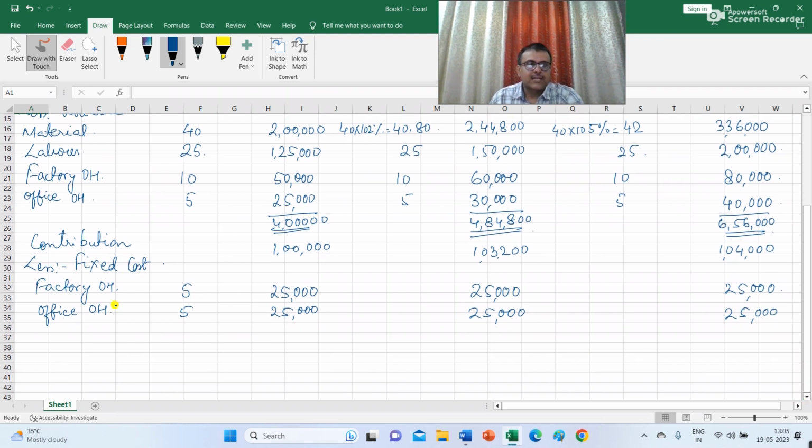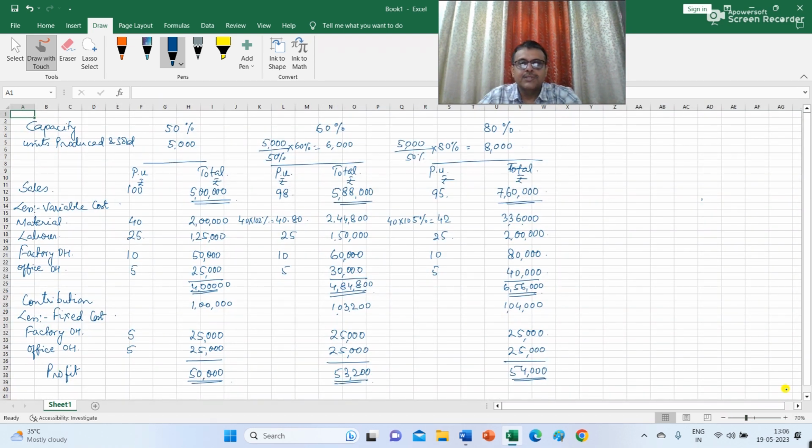If we subtract the total fixed cost from contribution, we will get profit, and profit at 50% capacity is 50,000. Then we will get 53,200 at 60% capacity, and at 80% capacity it is 54,000.